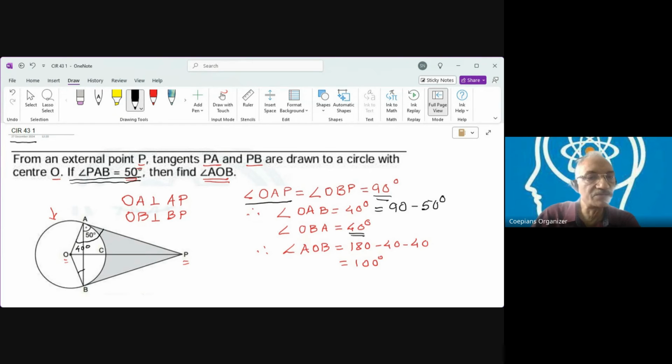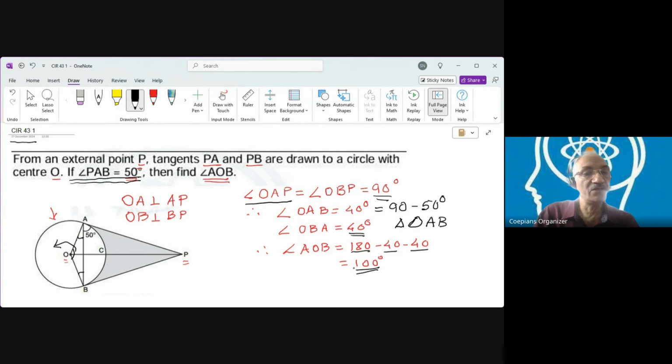Now, if you look at this particular triangle, again, let me erase this mark so that it becomes clear. So now if you look at triangle OAB, we know two angles. One is 40 degrees, the other is 40 degrees. So the remaining angle which is asked for, angle AOB, will be 180 degrees minus 40 degrees minus 40 degrees, which is 100 degrees.